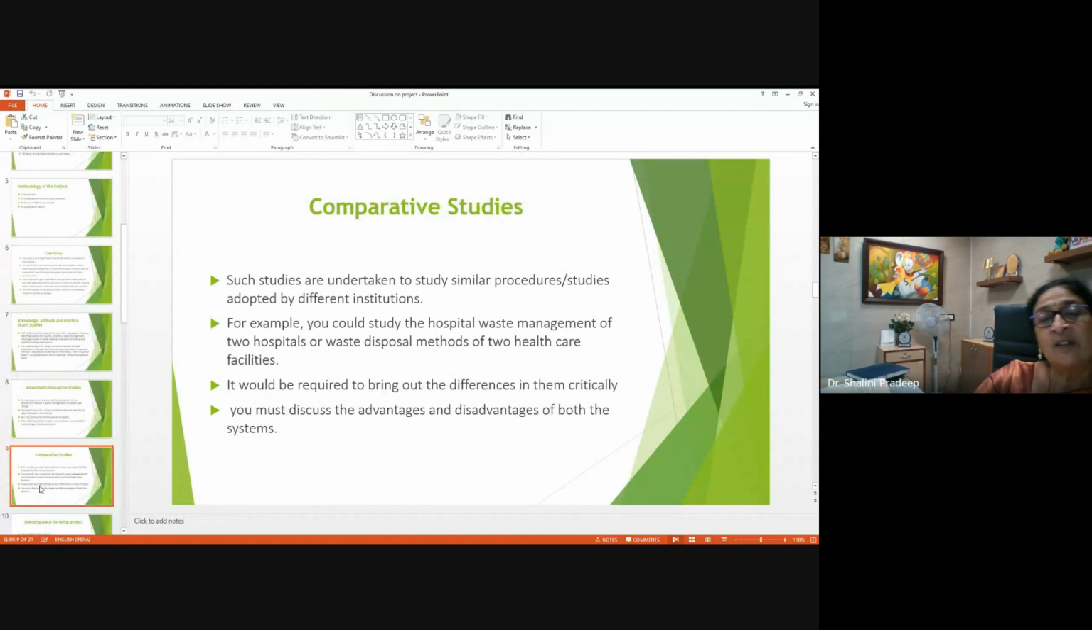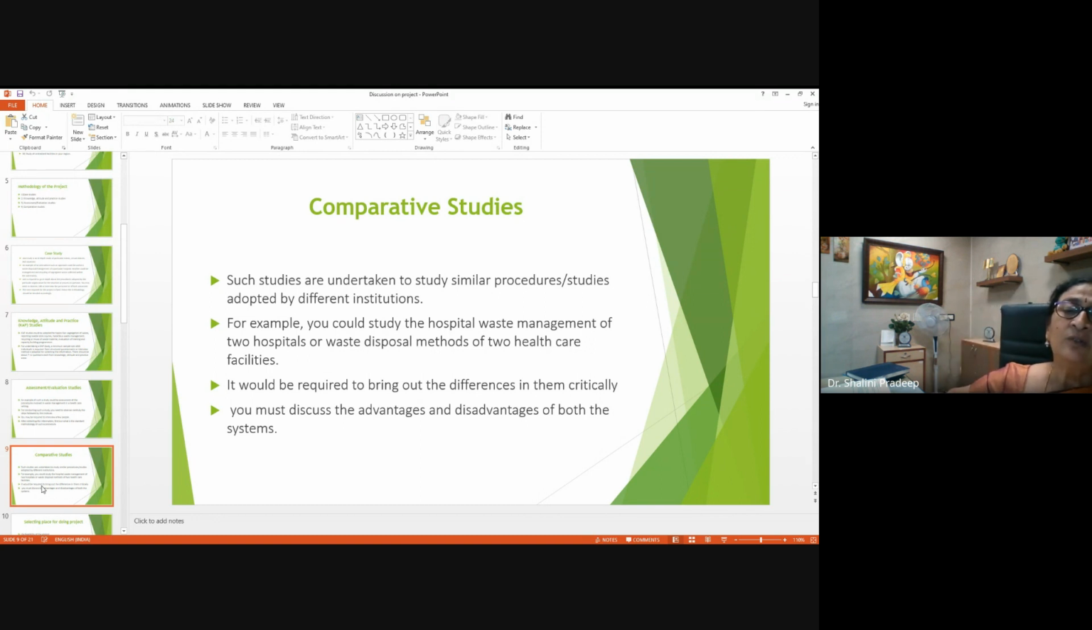We could have comparative studies also. Comparative studies to find out whether similar procedures or studies are adopted by different institutions. But since your time limit is only 1 month, I think it's a little difficult to move around from one place to another. First of all, to get the permission within your hospital, it is okay, but with other hospitals, to get permission may be difficult unless your head of the institution is able to help you out.